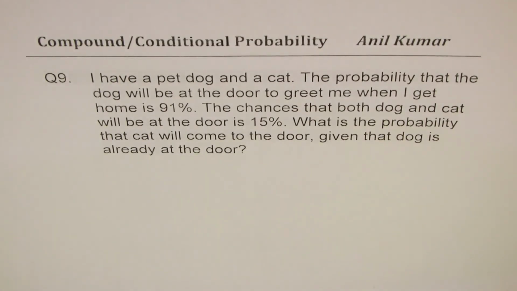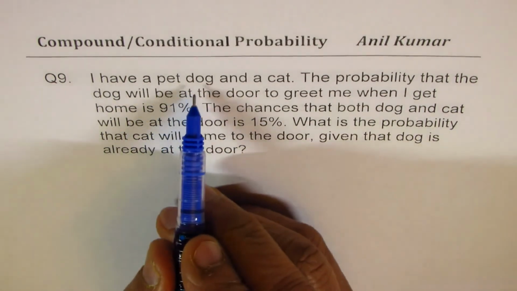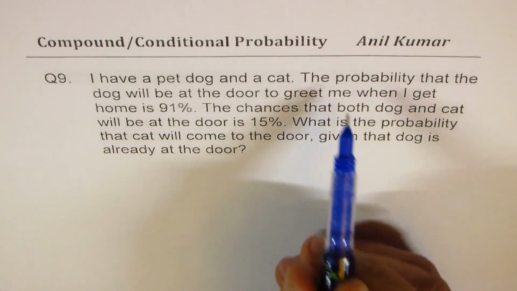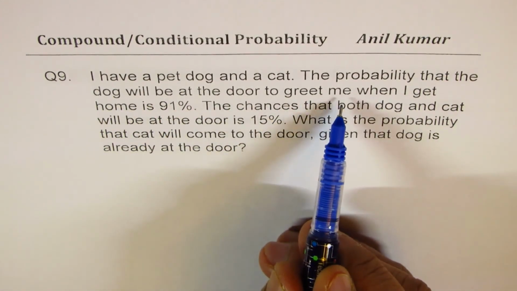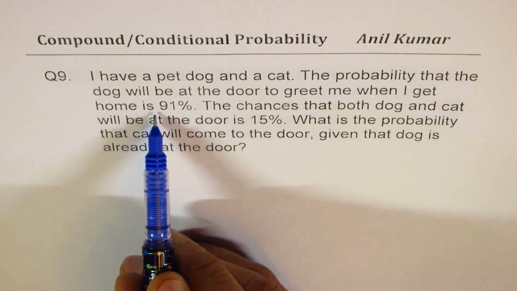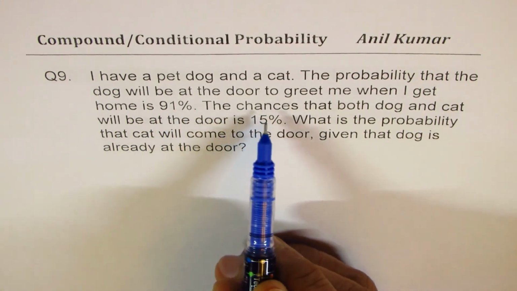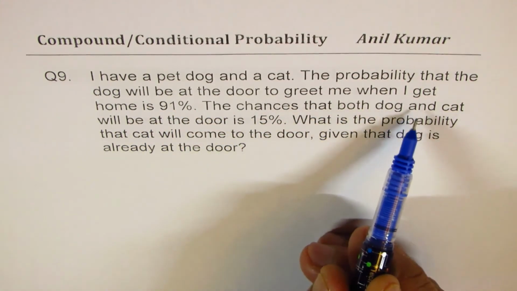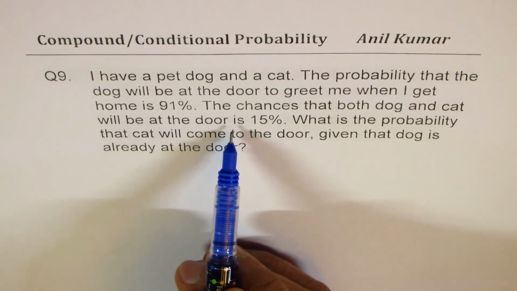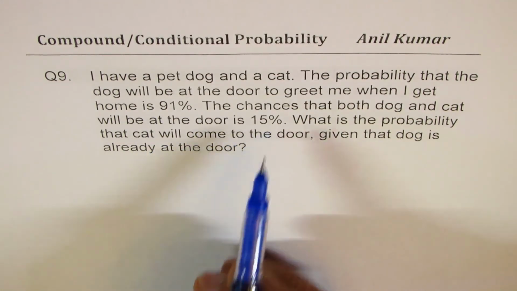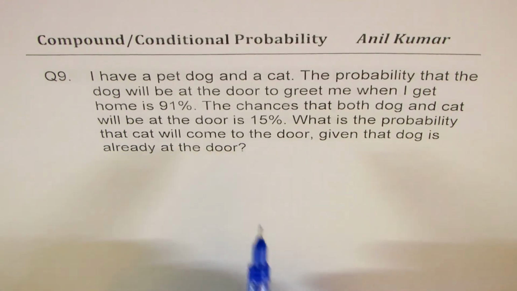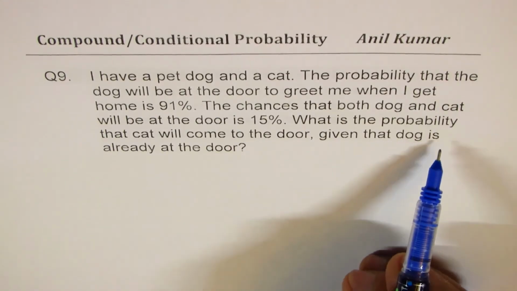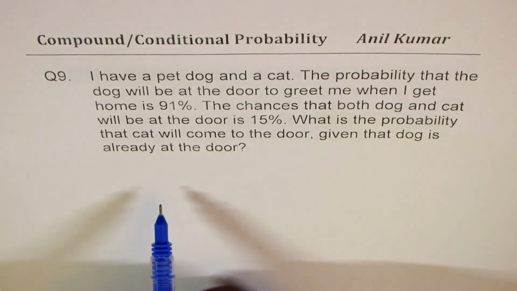Question number 9. I have a pet dog and a cat. The probability that the dog will be at the door to greet me when I get home is 91%. The chances that both dog and cat will be at the door is 15%. What is the probability that the cat will come to the door given that the dog is already at the door?